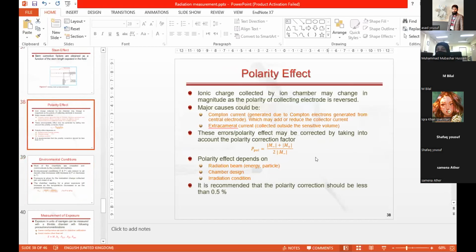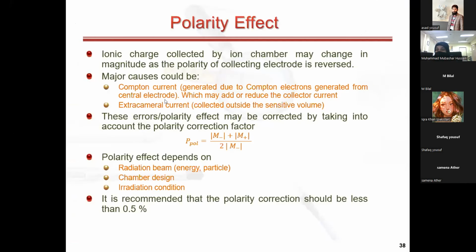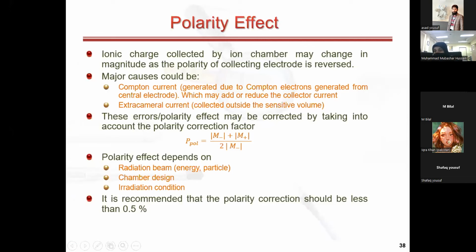Okay, as I have already told, polarity effect also includes the stem effect, right? Because when you check the polarity effect in axial direction and in radial direction, in axial direction all the cable and the stem is being irradiated, and stem effect would be higher in axial direction and lower in radial direction. So what are the causes of polarity effect?